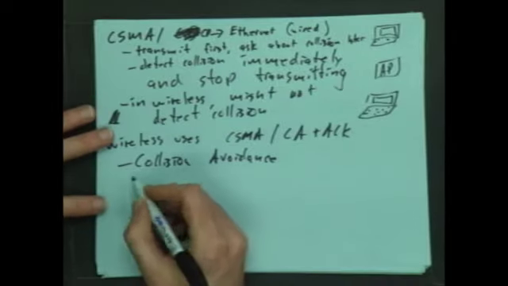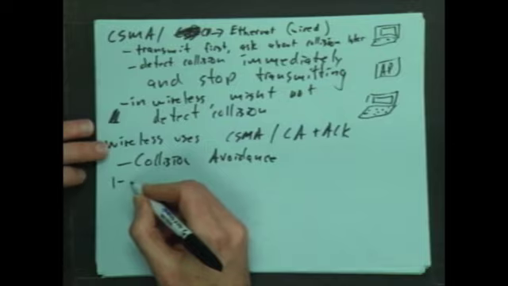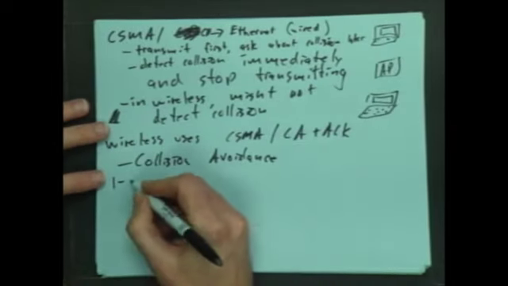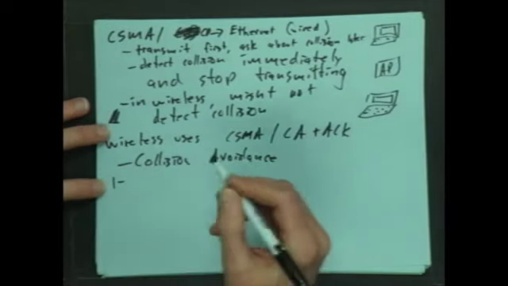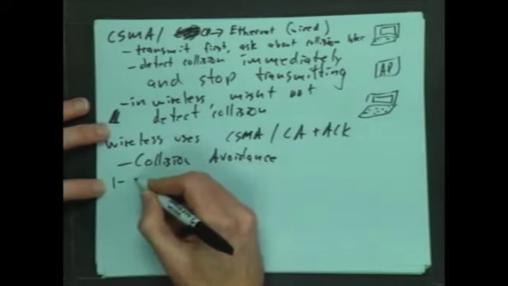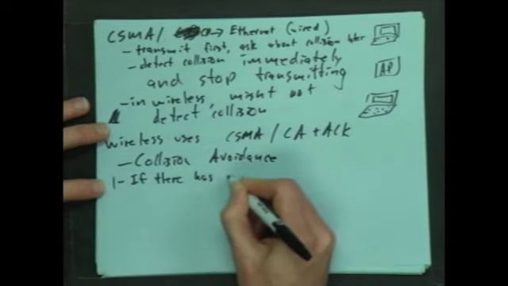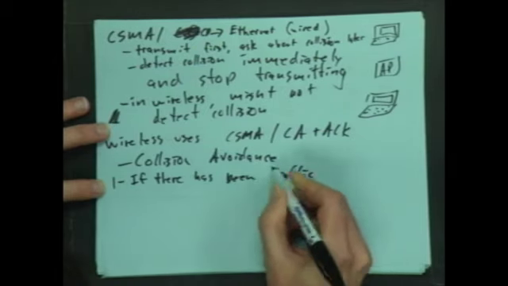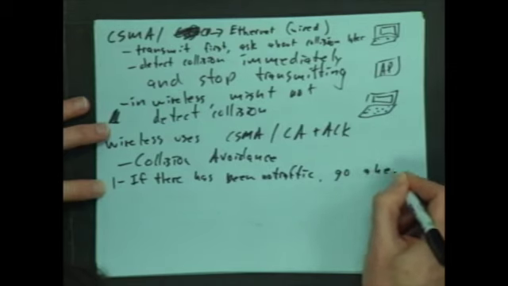So the process here is, in step one of this process, let's say I want to transmit. So if I want to transmit, and if there has been traffic, well, we'll say if there's been no traffic, I will just go ahead.